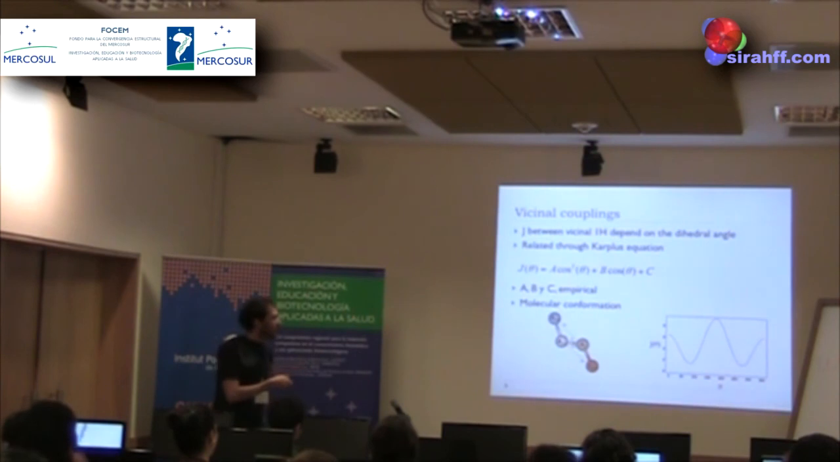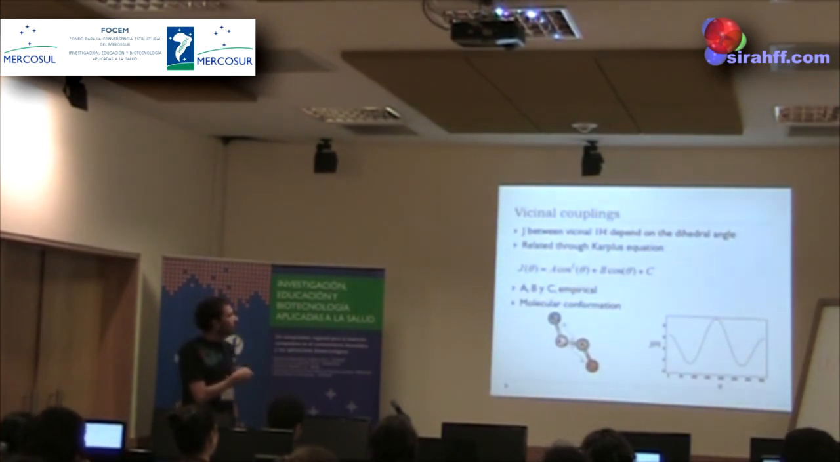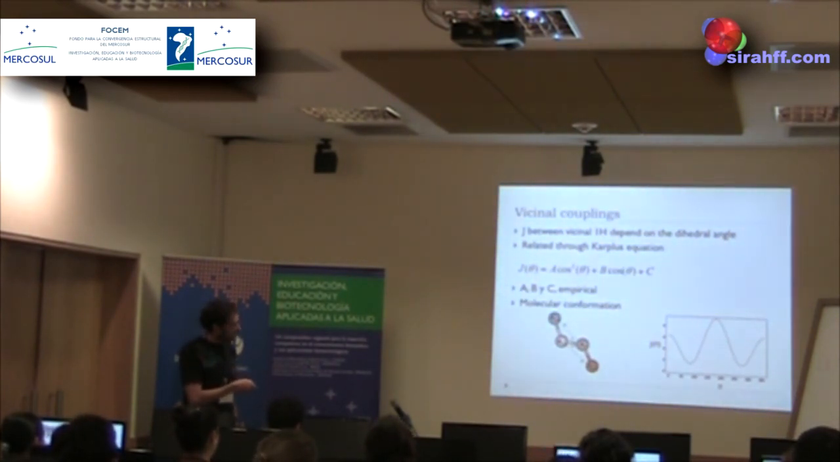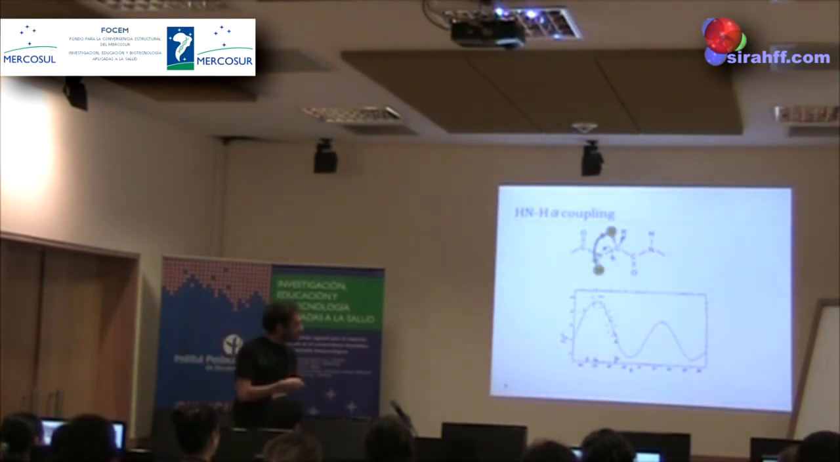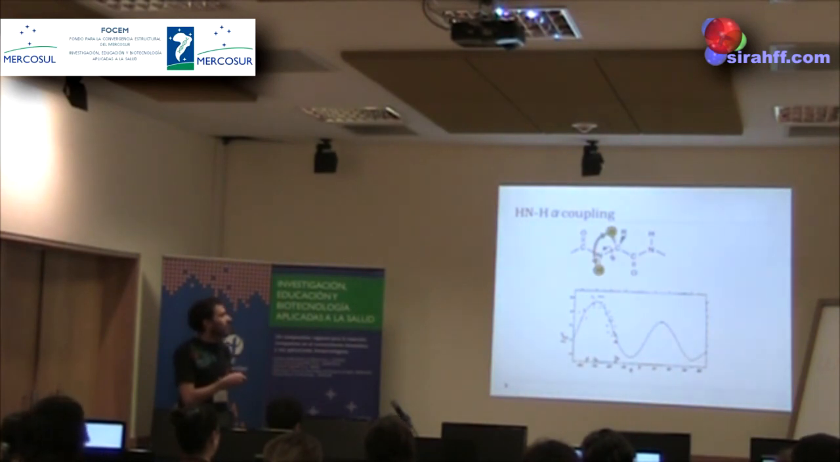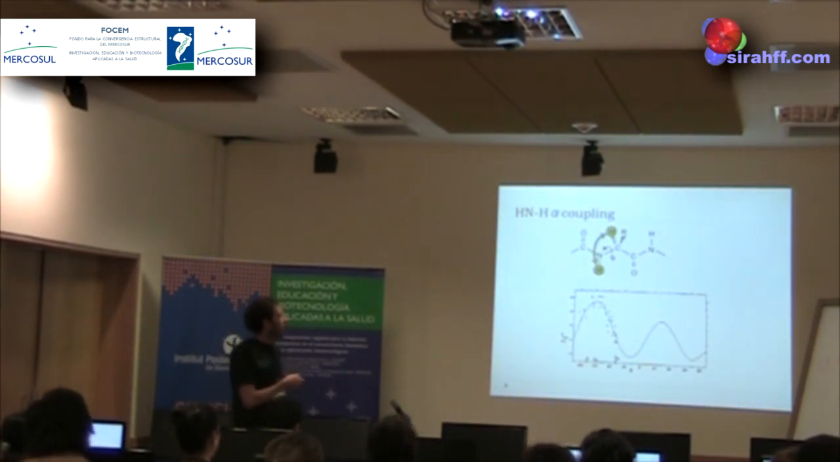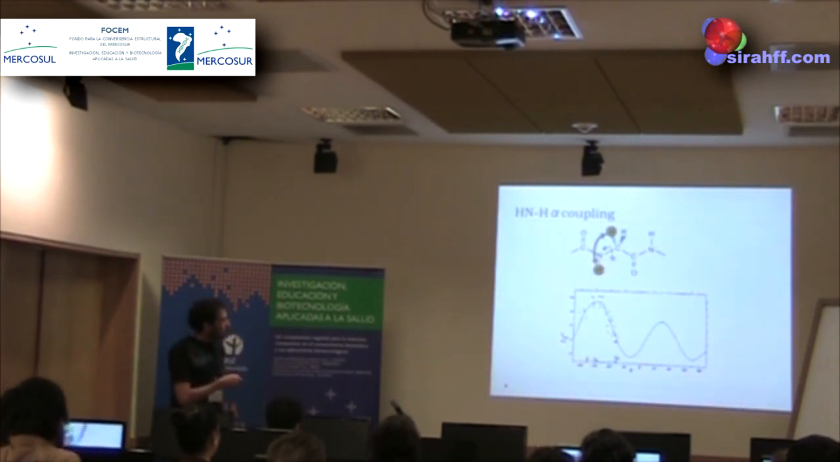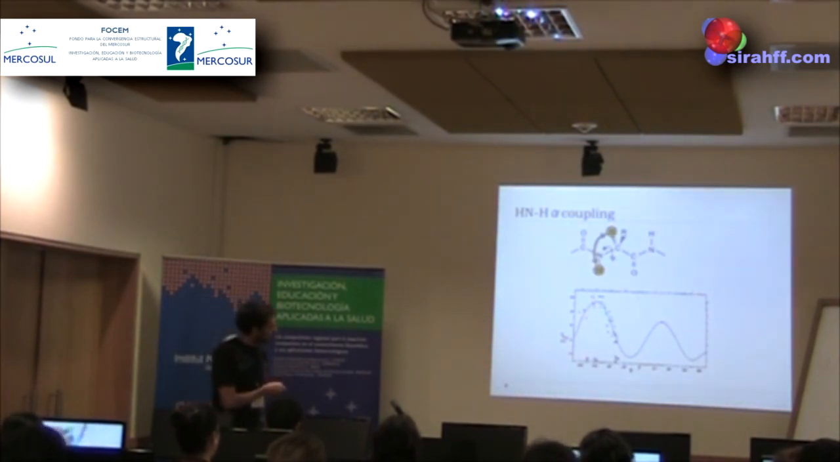This is an empirical equation which relates the coupling between vicinal protons with the dihedral angle that the system forms. You have proton, carbon, carbon, proton. The coupling will depend on the dihedral angle. And in proteins, there's one dihedral angle which is quite interesting to measure, which is the phi angle in the backbone. It's well defined by the coupling between the NH proton and the alpha proton. This coupling goes nicely with the angle.